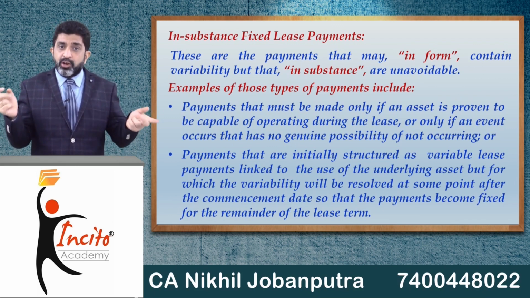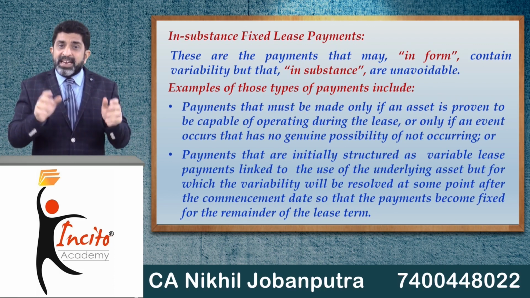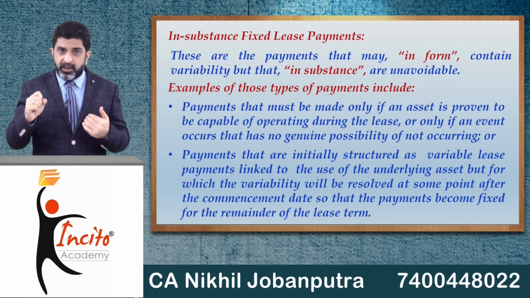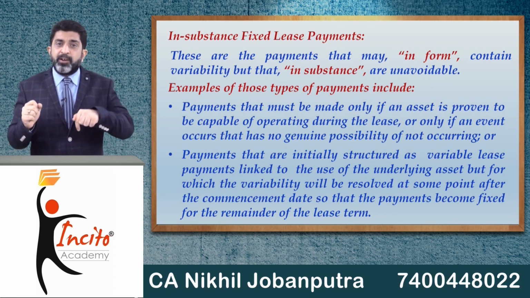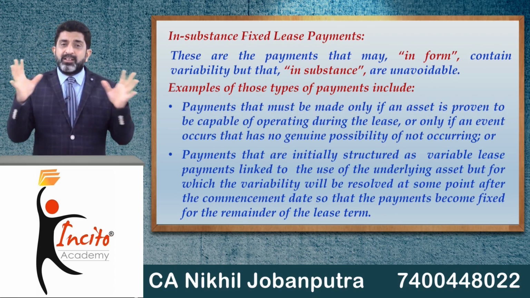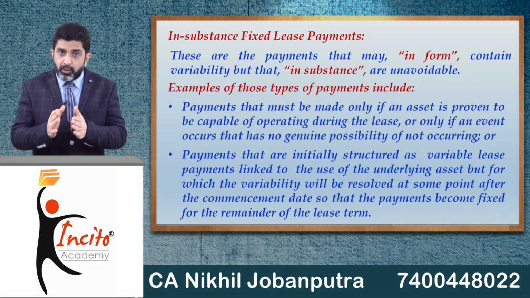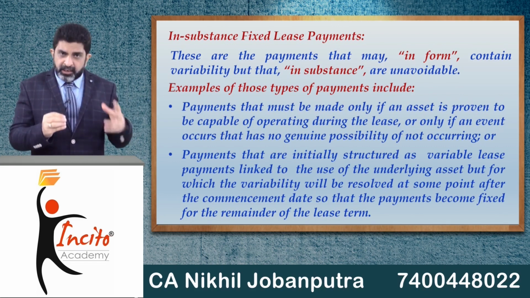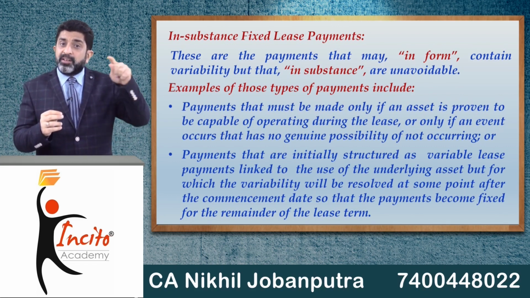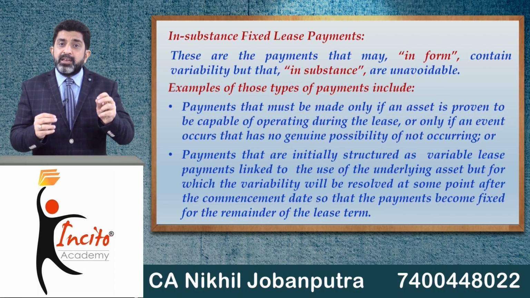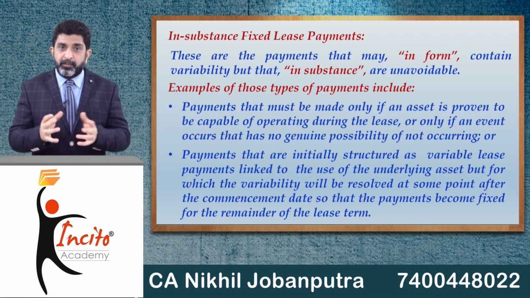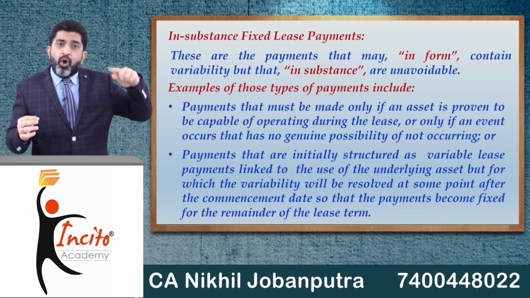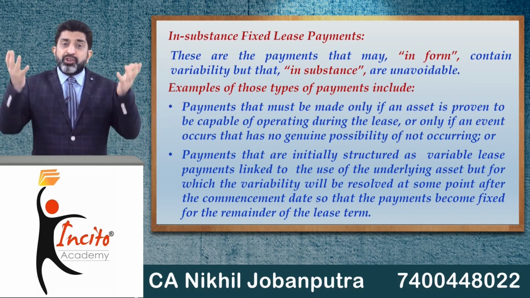So the second year's rent will be either 5% more than the first year's rent, that means 2,10,000, or it would be 10% of my gross revenue of the first year if my gross revenue in the first year exceeds rupees 30 lakhs. So if the gross revenue exceeds 30 lakhs, suppose it goes to 32 lakhs, then rent will be 10% of 32 lakhs, that is 3,20,000. So as per the terms of the contract, rent will be 2,10,000 or 3,20,000, whichever is higher.